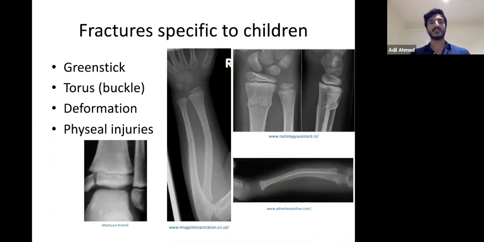And then there can be physeal injuries. This is an ankle X-ray, AP view, and you can see what we call a small fracture in the epiphysis. We'll go on to the classification of these epiphyseal fractures with regards to types 1 to 5.